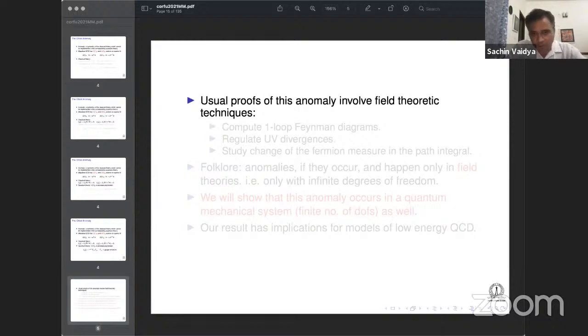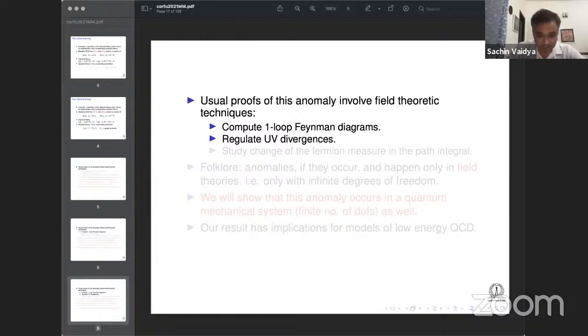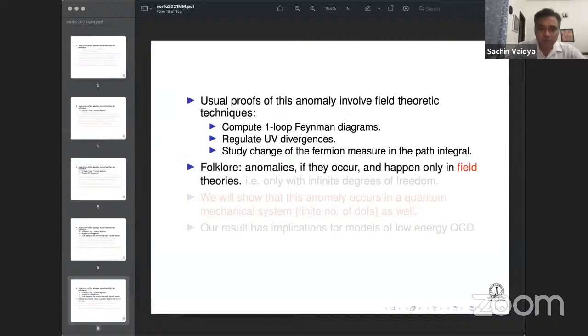Now, the usual proofs for anomaly involve field theoretic techniques. So, for example, one might calculate the one-loop Feynman diagrams, regulate the UV divergences, and study the change in the fermion path integral measure. So, this has led to a sort of folklore intuition that anomalies, if they occur, can happen only in field theories. That is, only in systems with an infinite number of degrees of freedom.